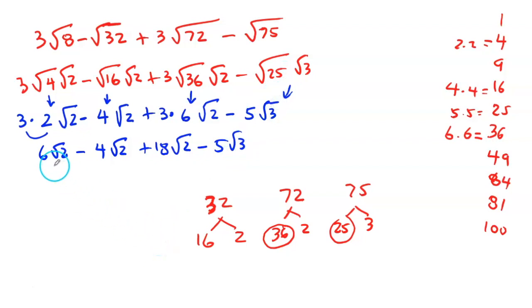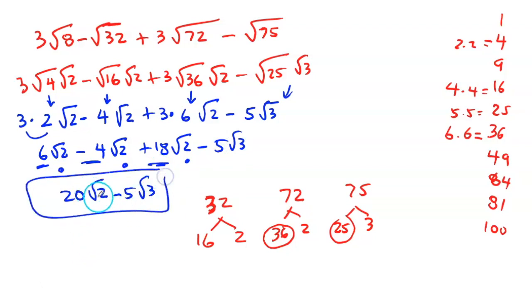Okay, now let's do like terms. Square root of 2, square root of 2, square root of 2. That one is different, so it's not. So we do the coefficients: 6 minus 4 is 2, plus 18 gives me 20, and the same radical, square root of 2. Then we use this 3 minus 5 square root of 3, and that is my answer. These two are not able to combine because I have a 2 on the inside and a 3 on the inside, and they're different. So that will be my final answer.